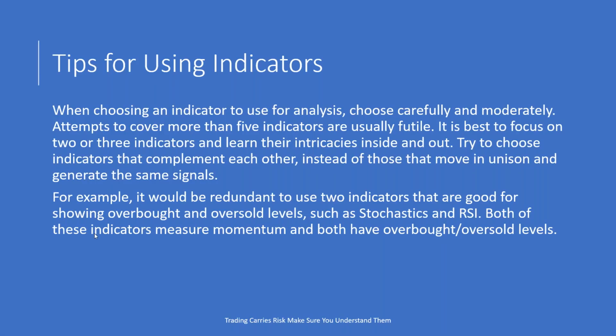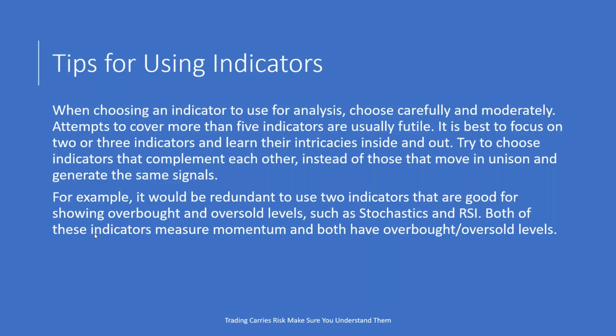So when choosing an indicator to use for analysis, choose carefully and moderately. Attempts to cover more than 5 indicators are usually futile. It is best to focus on 2 or 3 indicators and learn their intricacies inside and out. Try to choose indicators that complement each other instead of those that move in unison and generate the same signals. For example, it would be redundant to use 2 indicators that are good for showing overbought and oversold levels, such as stochastics and RSI.